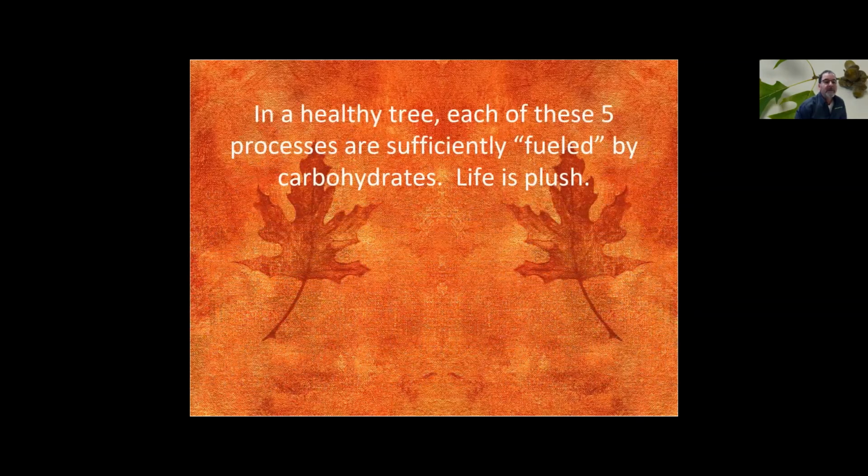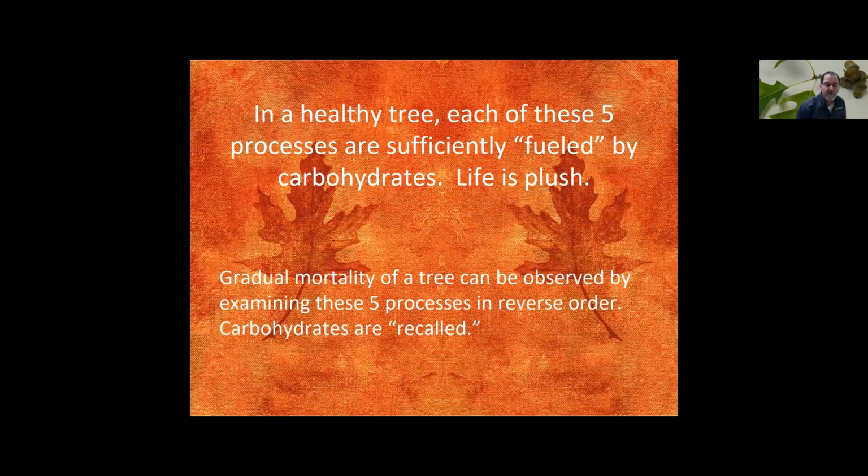Well, in a healthy tree then, each of these 5 processes are sufficiently fueled by carbohydrates. So life is flush. In other words, allocating the carbohydrates I was talking about. But gradual mortality of a tree can be observed by examining these 5 processes in reverse order. In other words, the carbohydrates are being recalled.